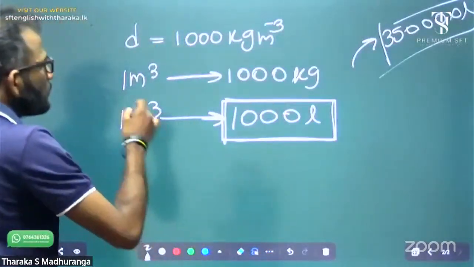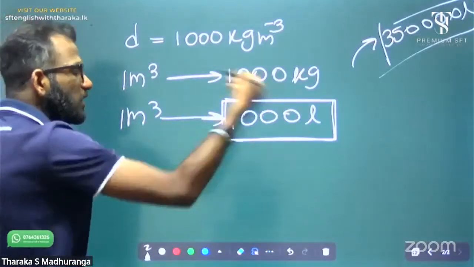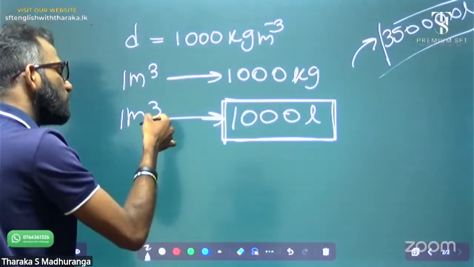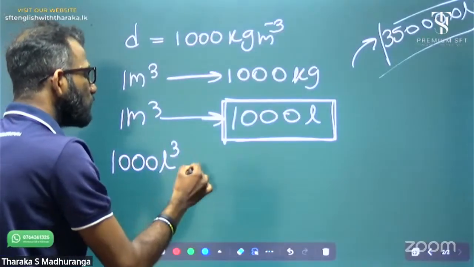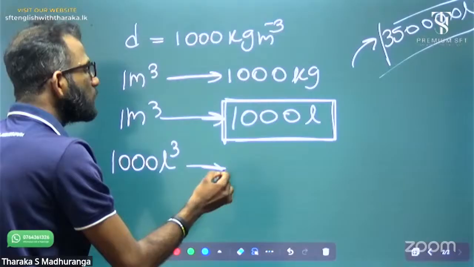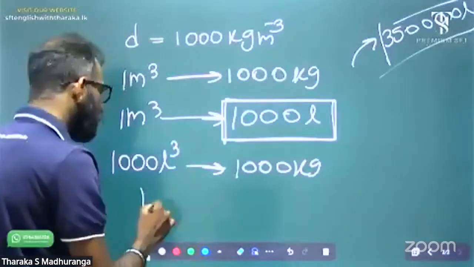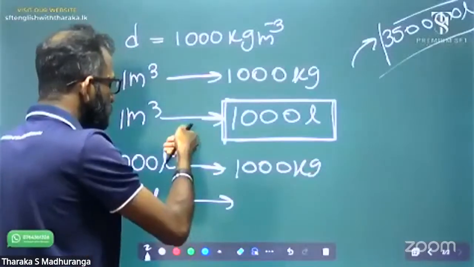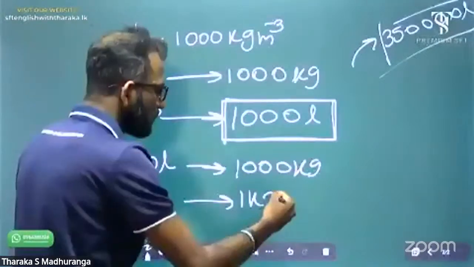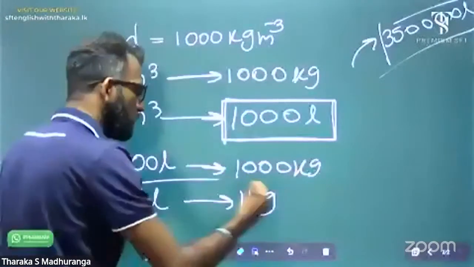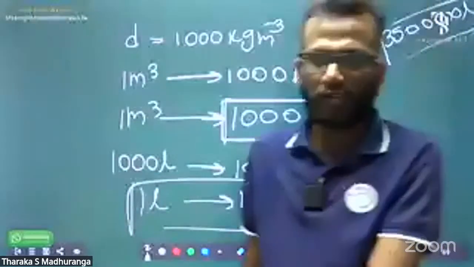Now what is the mass of 1 liter? Remember, 1 cubic meter equals 1000 liters. For water, 1000 liter equals 1000 kilogram. Then remember, only for water, 1 liter equals 1 kilogram. But it is not the same for other liquids. If you got petrol, the density is 870.